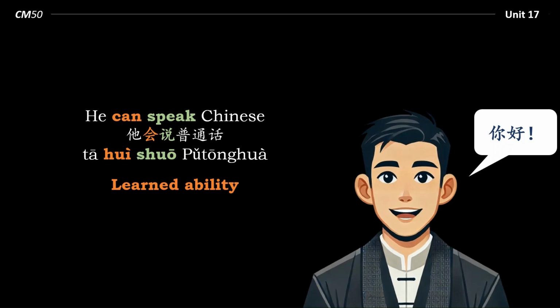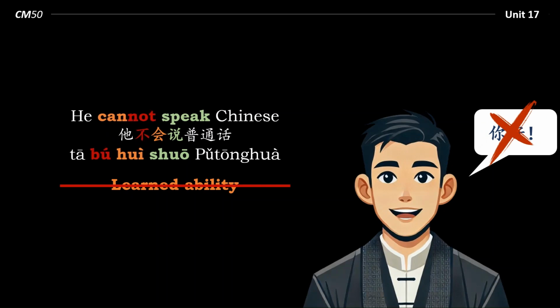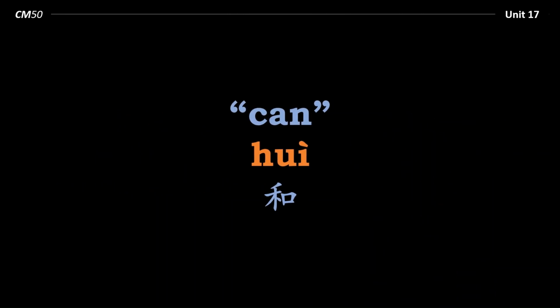He can speak Chinese. Now, what if the person cannot speak Chinese? This would mean they have not learned the ability. And so here we would use the negator 不. 他不会说普通话. So note that the negator 不 comes before the auxiliary verb, and this is the case for any auxiliary verb. So 会 refers to a learned ability. We can do something because we've learned that ability.